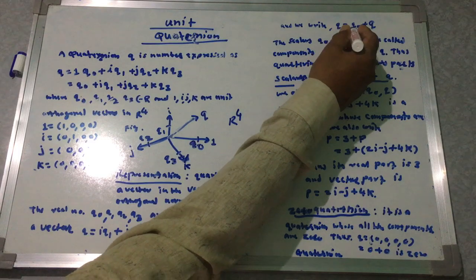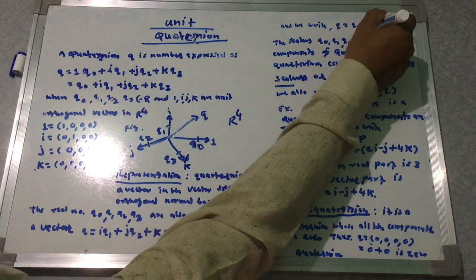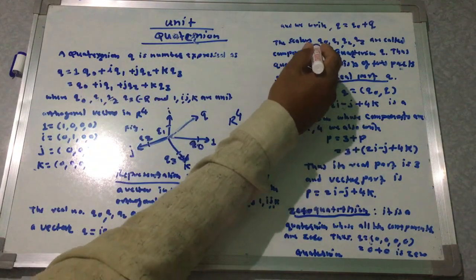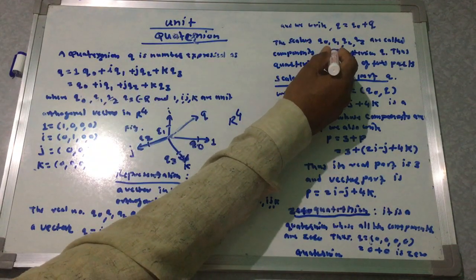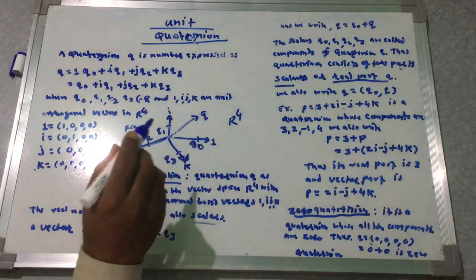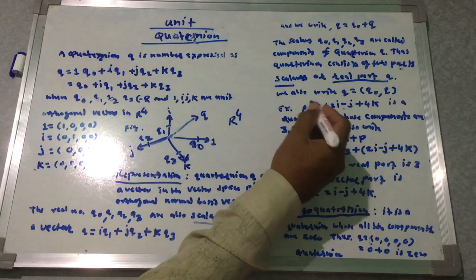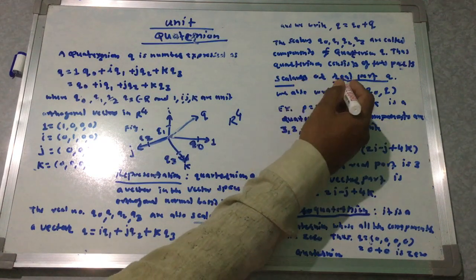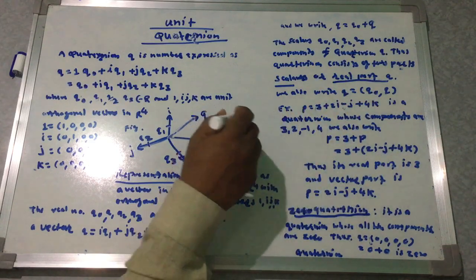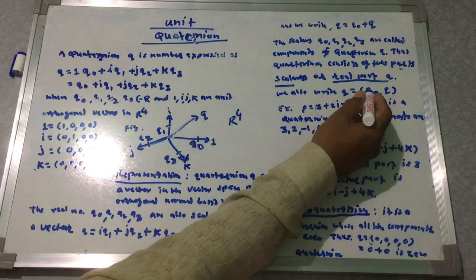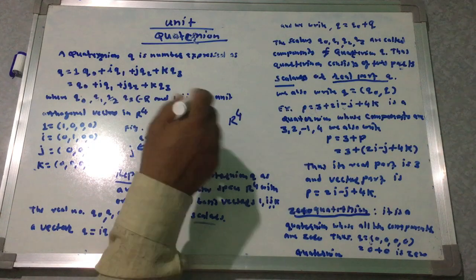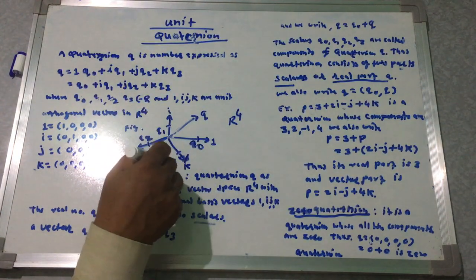And we write Q = Q0 + Q. The scalars Q0, Q1, Q2, Q3 are called the components of the quaternion Q. Thus the quaternion consists of two parts: the scalar part, the real part Q0, and the vector part Q. We can also write Q = (Q0, Q). So in this manner we have this figure and its representation.